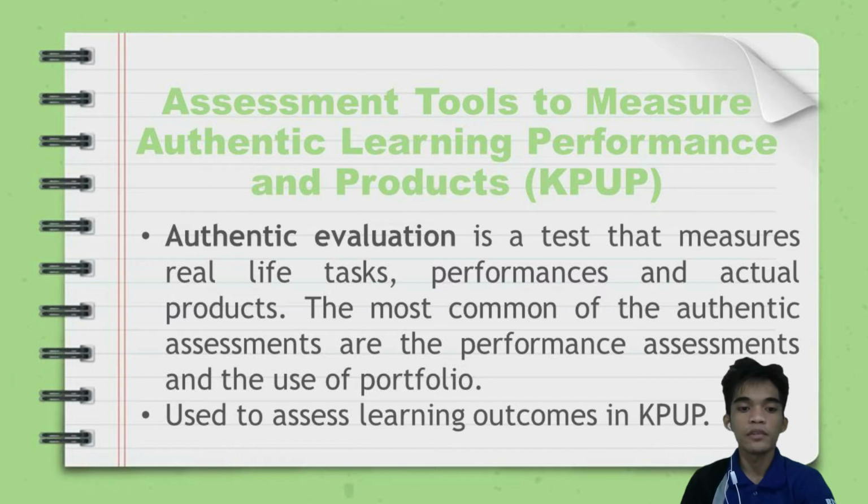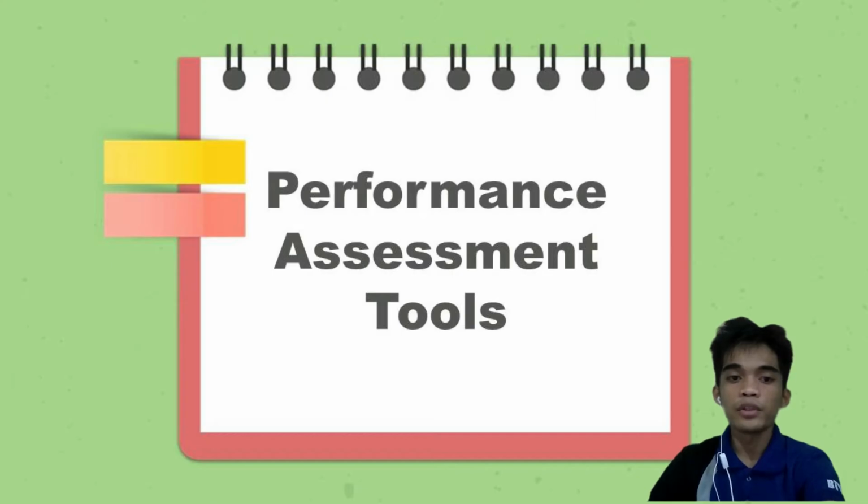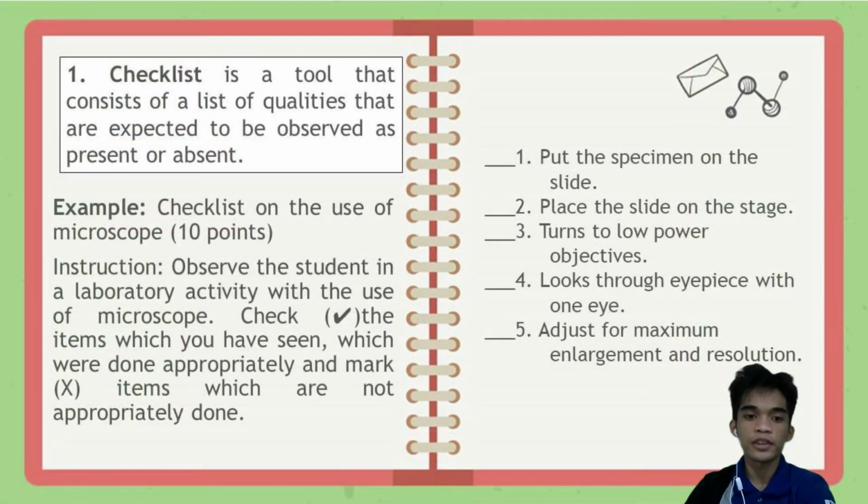Earlier, I discussed the levels of assessment, and now let's talk about how the learning outcomes are evaluated and assessed. With the use of performance assessment tools, in this topic, we can now make the criteria to judge and observe the capability of students. So the first performance assessment tool would be the checklist. A checklist is a tool that consists of a list of qualities that are expected to be observed as present or absent. For example, a checklist on the use of a microscope.